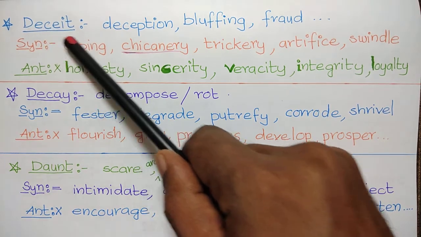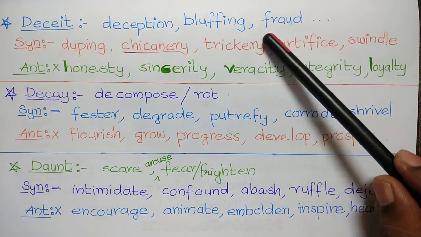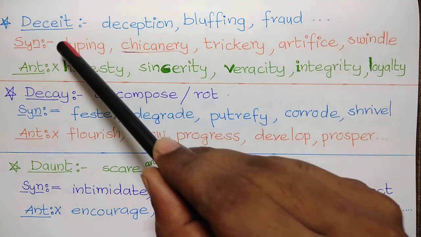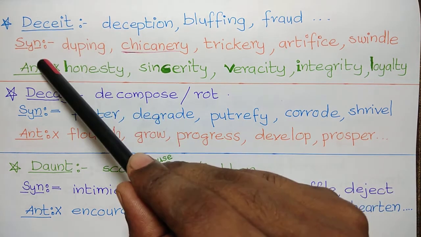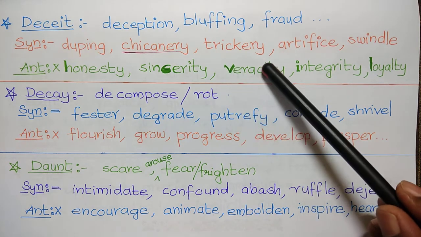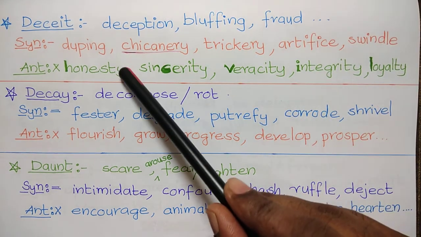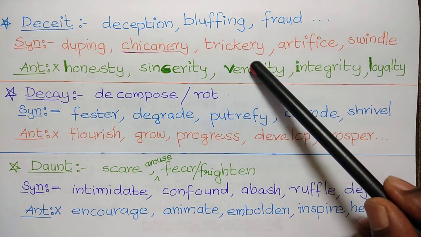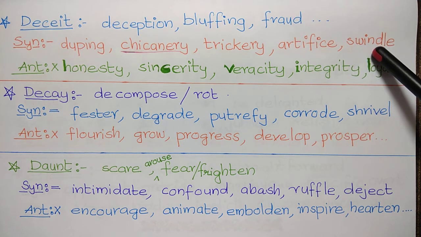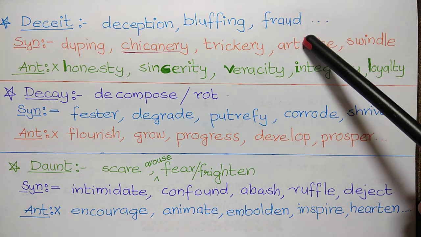Deceit. Deceit means deception or bluffing or fraud. That is deceit. See the synonyms: duping, chicanery, trickery, artifice, swindle. These are all synonyms of deceit. That means deception, bluffing or fraud.